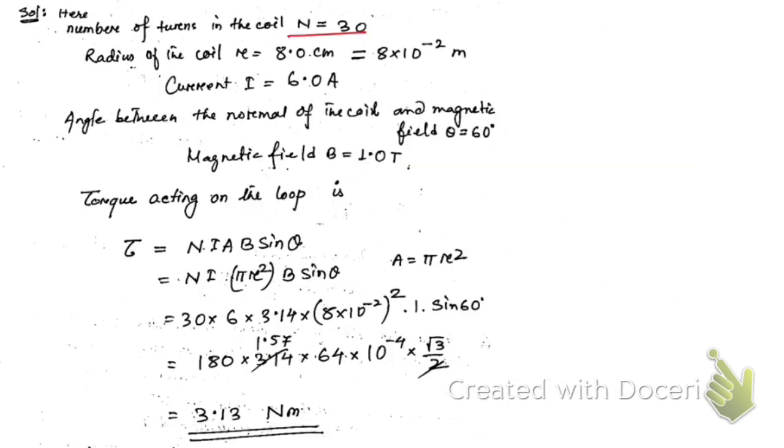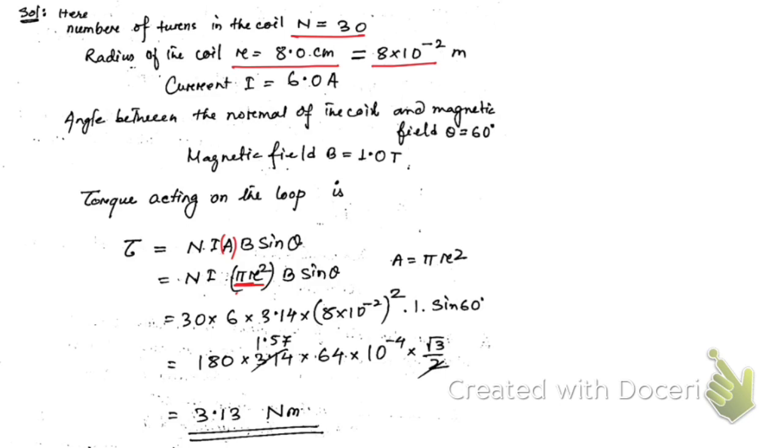Here is the number of turns in the coil, and this is the radius, and this is the current. Okay, we know that torque acting on a coil is given by this expression, where n is the number of turns, I is the current carried by the coil, and this A is nothing but the area of the coil, that is pi r square here in this case, because the coil is circular. So instead of A I have written pi r square, right? Hope you have understood this.